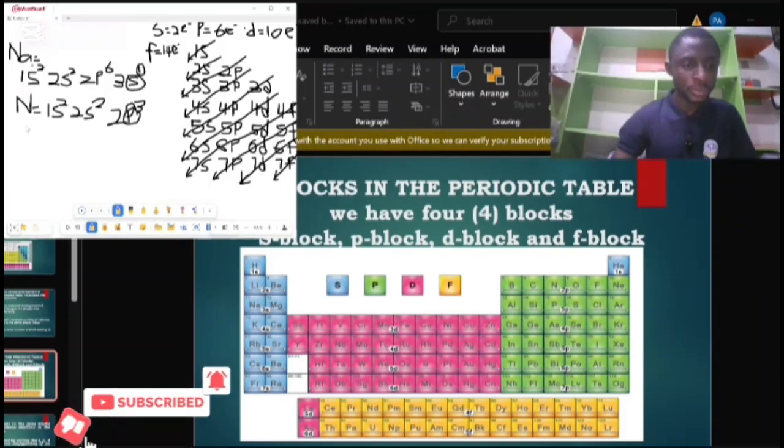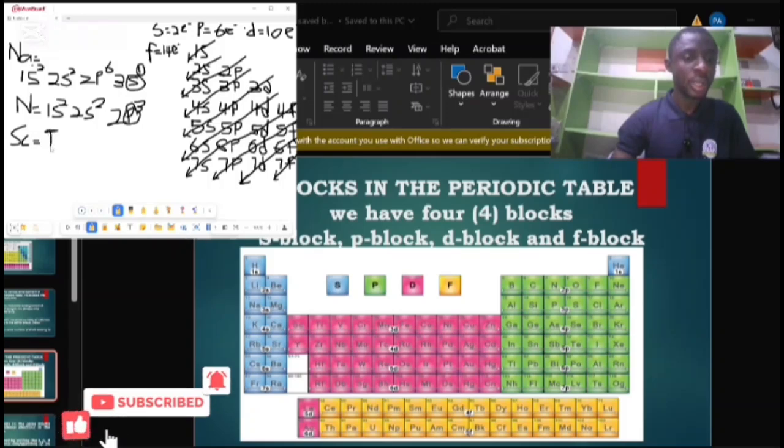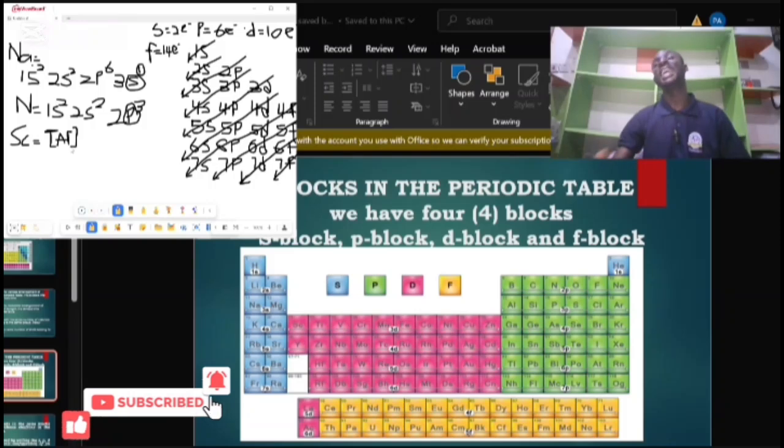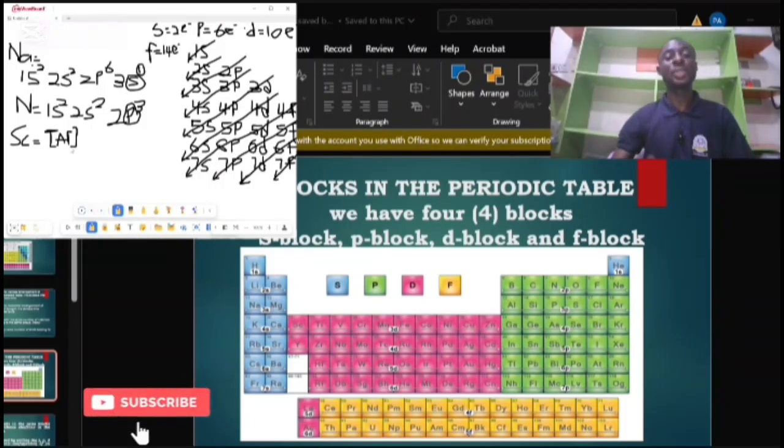Let's take scandium. Scandium is an element in the periodic table. Let's look at the block that scandium belongs to. But because the electron configuration is long, we used to write something like this. Our noble gases, for instance, we are going to reach 18 before we get to scandium, and scandium is 21. So we write the noble gas before the elements that we want to write. This is 18, argon is 18. So we are left with 3.